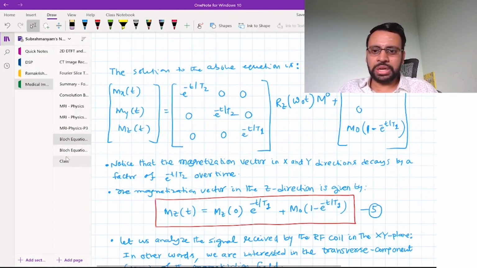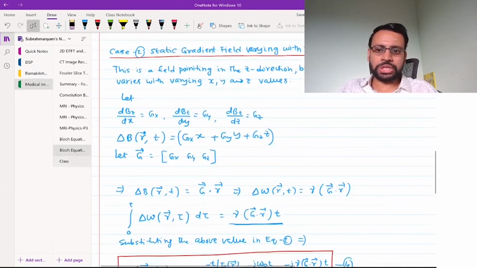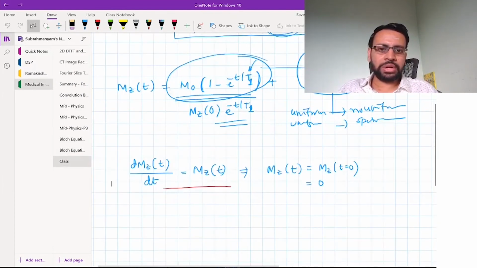If you notice here, this is the same expression that I have written here, Mz of M naught into 1 minus e to the power of minus t by T1, plus, if you have an initial condition, this is what you are going to get there.